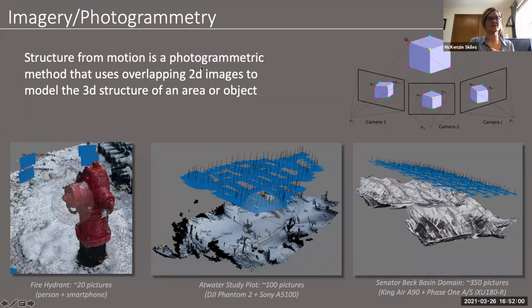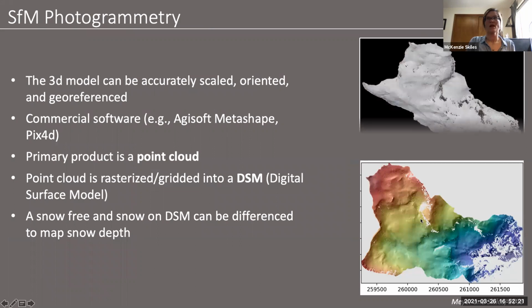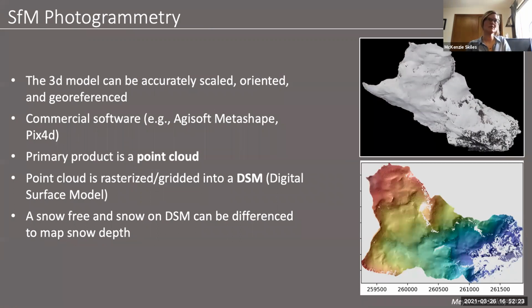And I'm showing an example here of this done at multiple scales. So a smartphone just taking pictures. Each little blue square represents a picture location around an object, at the study plot scale from a drone, and at the basin scale from an airplane. So it's a very scalable method. A 3D model can be collected at multiple scales. It can be geo-referenced. It can be processed with commercial software that's widely available.